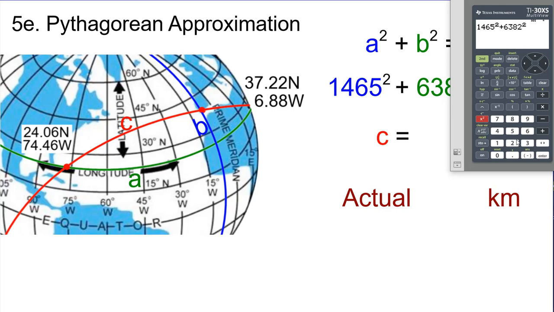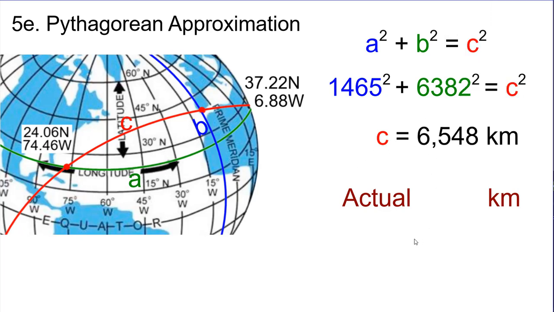Alrighty, and don't forget to square that. And then you've got to take the square root of it, and that'll give us our distance. So boom, right there. Okay, so we want to find out what the actual value is.